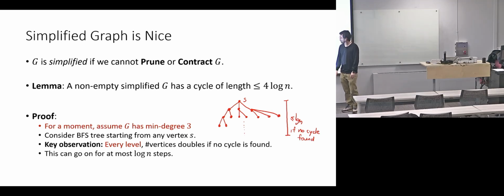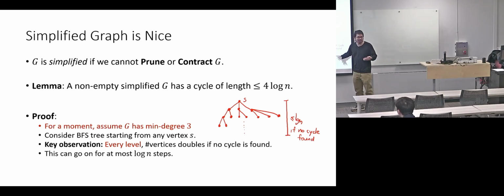But if the number of vertices doubles per level, how many levels can that be? Well, log n, because there are n nodes. You cannot double more than log n times. So you know that you must find a cycle within log n levels.